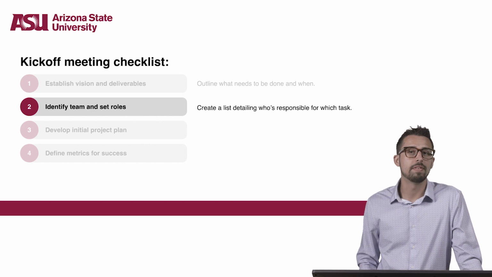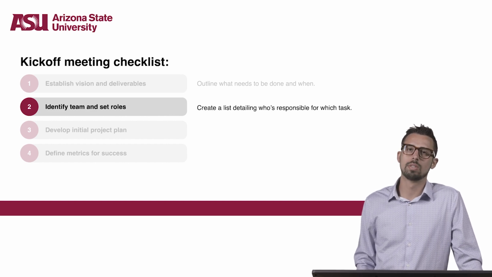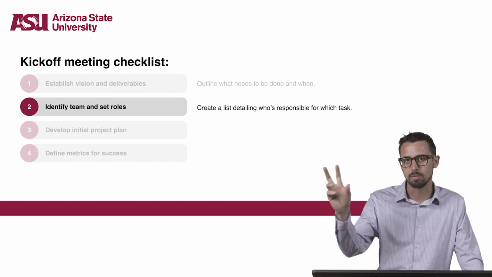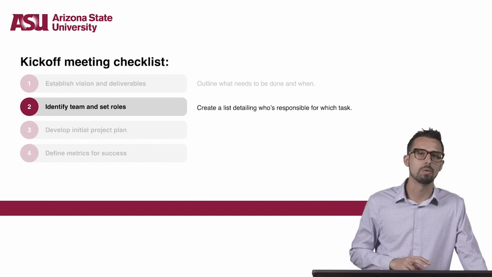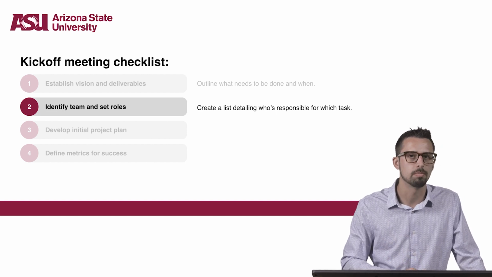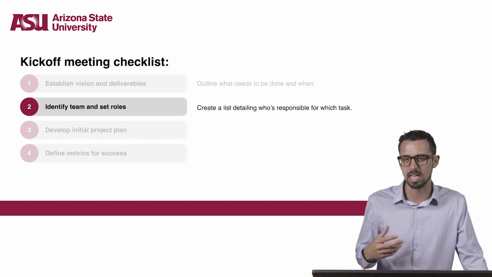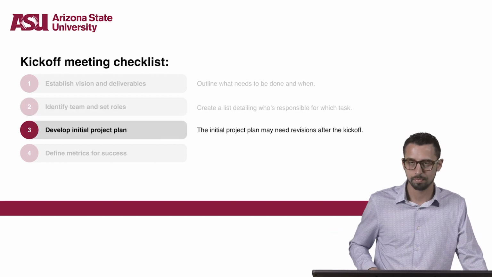Step 2 is to identify team and set roles. In this step, we sort of create a list detailing who's responsible for which tasks. Sometimes we'll even include contact information, particularly for external stakeholders, just so that there's easy lanes of communication there.